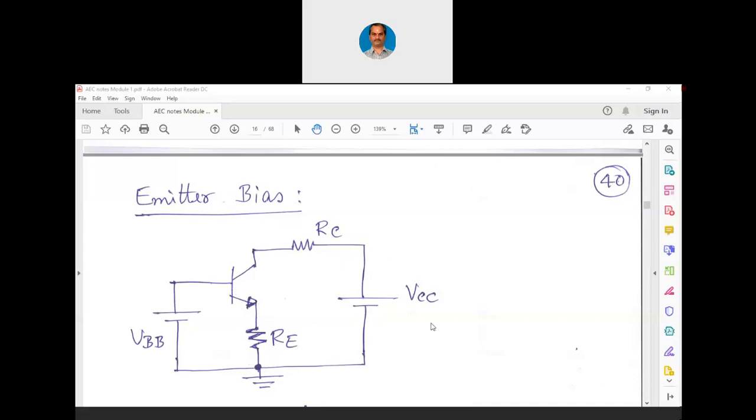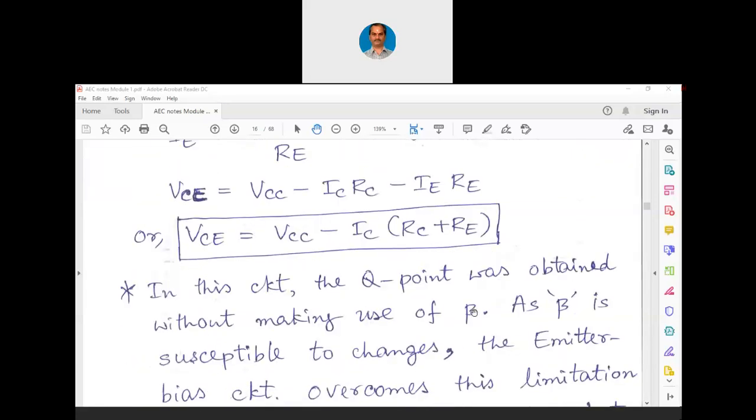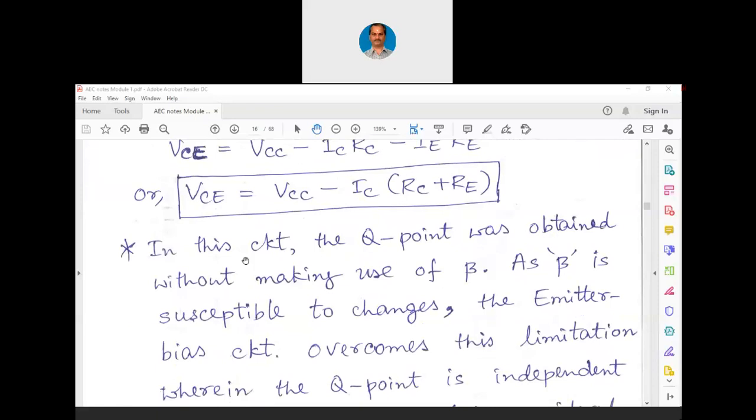But here the design criteria is what? RE will not be larger than RC. That is the design criteria. RE will be lesser. But we take care in such a way that across RE, some voltage which is induced will prevent the transistor to saturate. That is where we are applying the design criteria. So, whatever I explained till now, the same thing is applied.